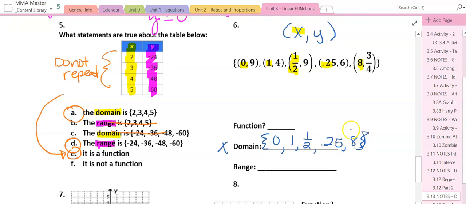The only thing is that an answer option will never have that. It'll put it in order. It'll be 0.25, 1/2, and then it'll go up from there. So just be cognizant of that. Make sure you're looking at the list as it's given.